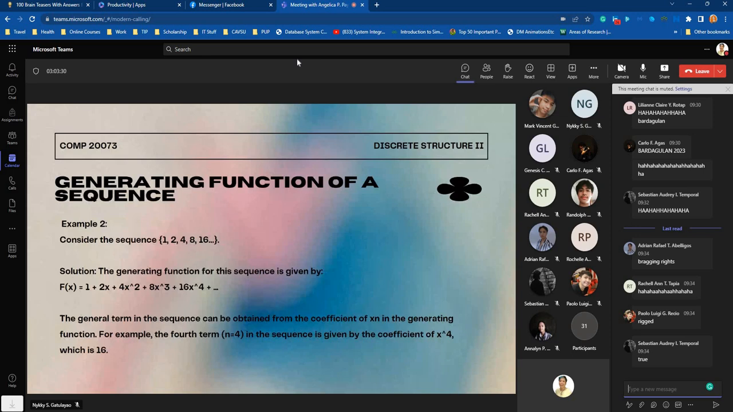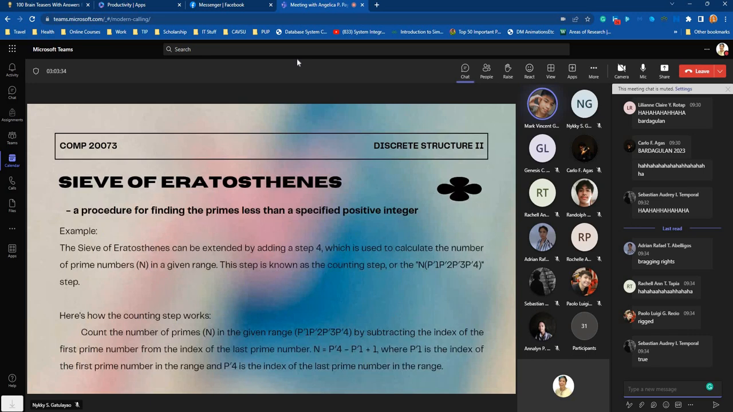Ito na yung last slide. Last. And yung last, pang second to the last term na i-discuss with you is yung sieve of Eratosthenes. A procedure for finding the primes less than a specified positive integer.